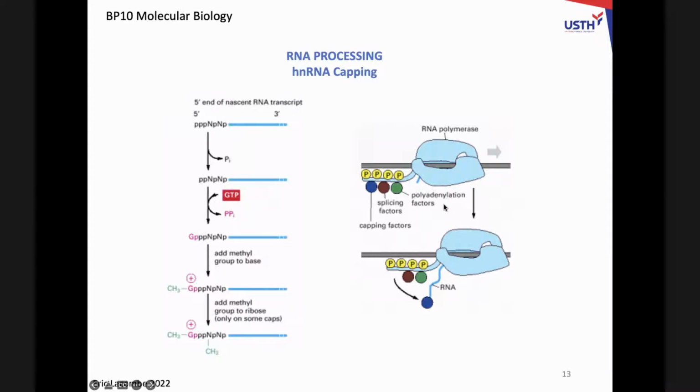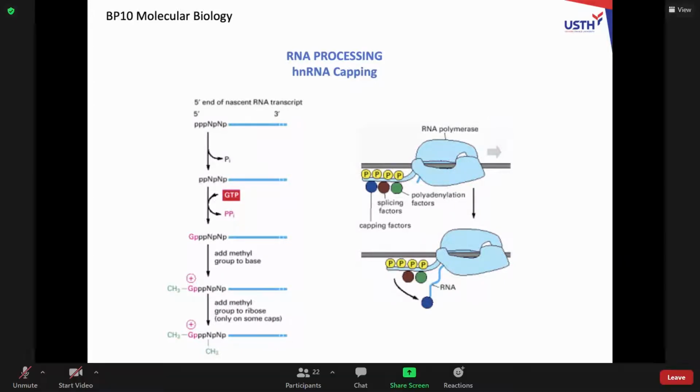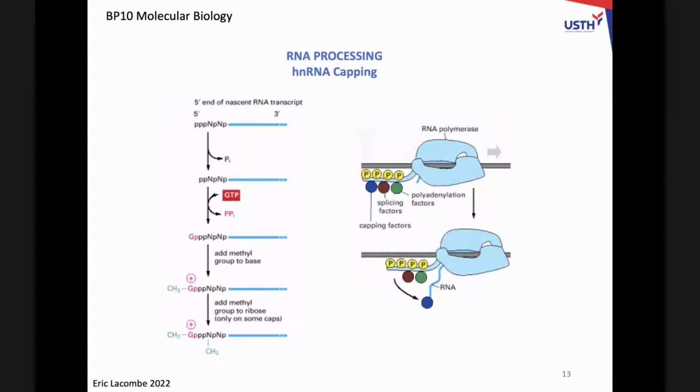So it means that when a pre-mRNA is transcribed by Pol2, the first introns that are produced are going to be removed even if the total length of the RNA is not synthesized yet. So all those processes occur at the same time. Is it okay for you?